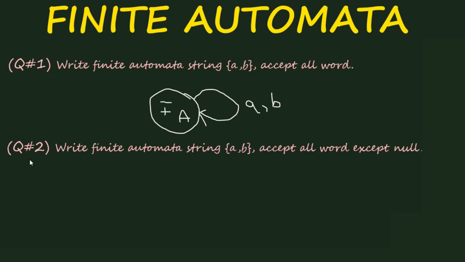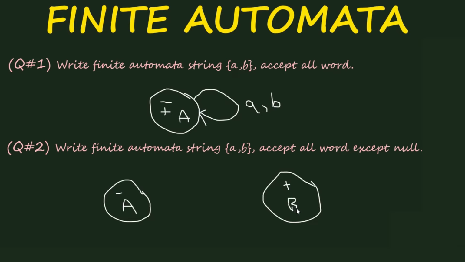And here is question number 2. Write a finite automata for strings over {A, B} that accepts all words except null. It will not accept null. Here two states exist. Number 1 is the initial state, we can say A, and the other state B is our final state. B is the final state, A is the initial state.